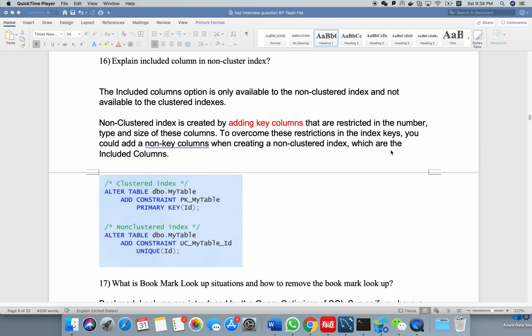So we want to overcome these restrictions, so we add some non-key columns to the non-clustered index. This is called included columns. Included columns are just saved at the leaf level page.